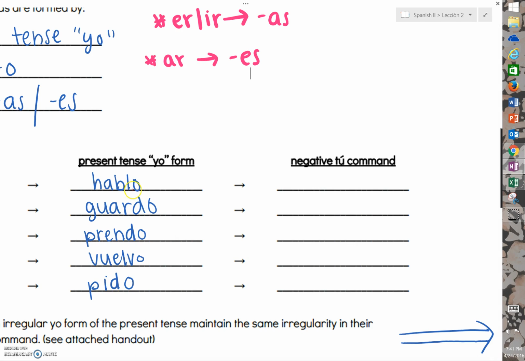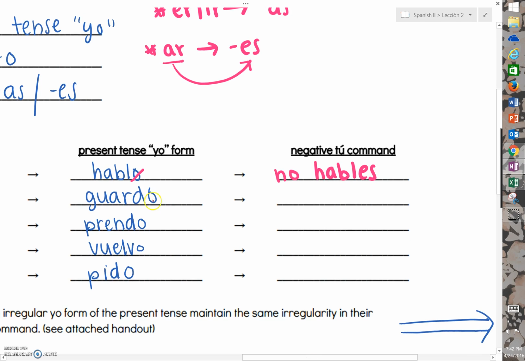We are going to drop our O. We have to include a no before all of these commands because they're negative. So we'll drop our O, and we will attach the opposite ending. So we get no hables. Because hablar is an AR verb, we're going to use the ES ending. Same with guardar. We put it to guardo. Then we attach the opposite ending, and we get no guardes.